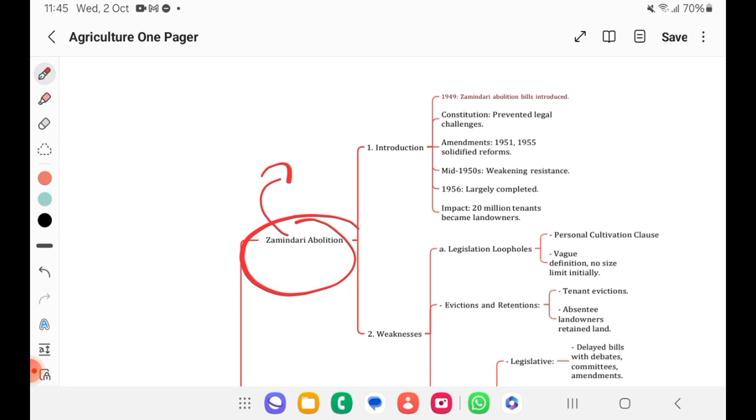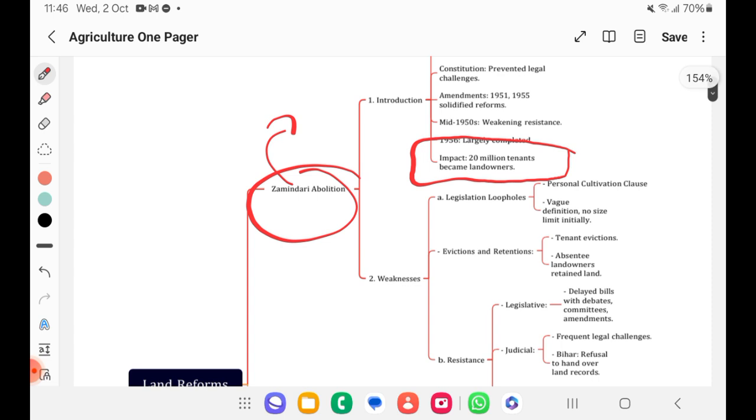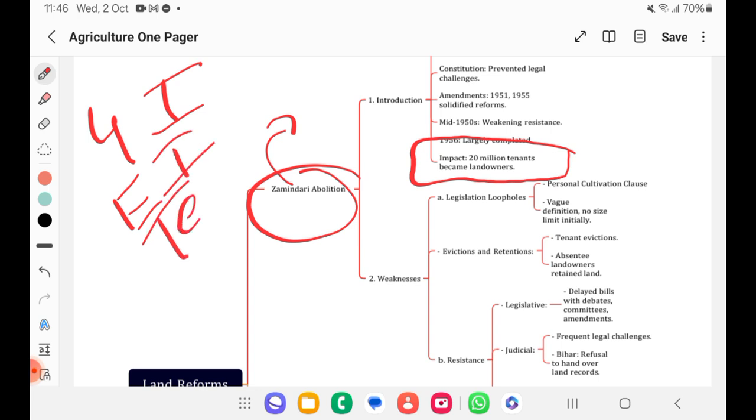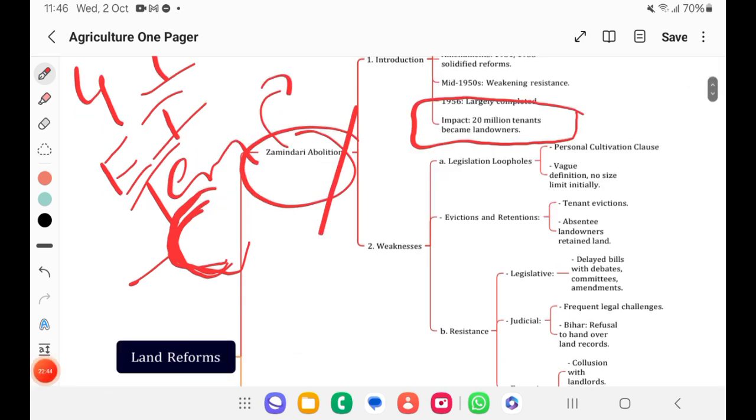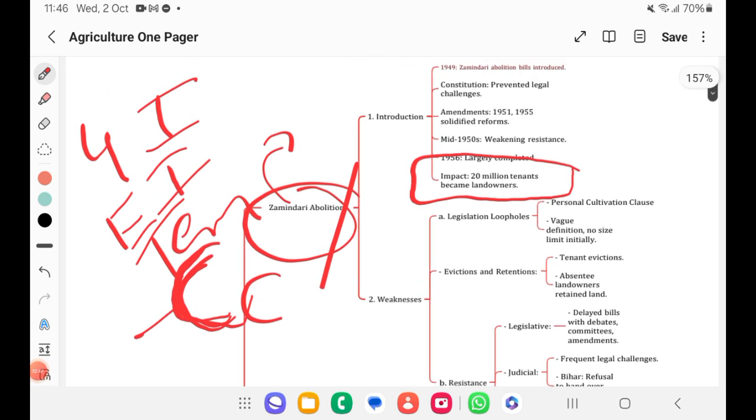Mid 1950s, there was a weakening in resistance against this. So largely completed by 1956. Impact, 20 million tenants became land owners. So we read about 4 points in the first phase. What was that? Elimination or abolition of intermediaries, tenancy reforms, and then we have, what is this? Corporatization and ceiling of land holdings, right? So under that, first is intermediary abolition.